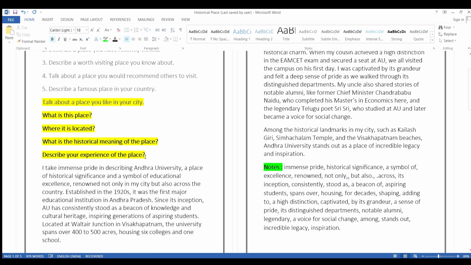Now, as I said, don't worry. First of all, don't worry. Number 2, keep developing every point. So, let's begin. I take immense pride. Pride is the other good word for happiness. And how is your happiness? It is more. So you use a very contextual word which is immense. So let's go again. I take immense pride.